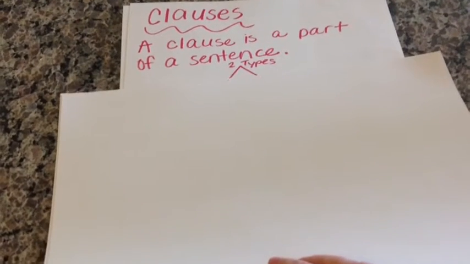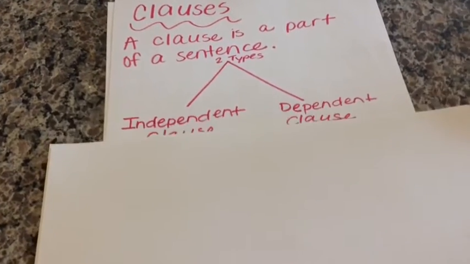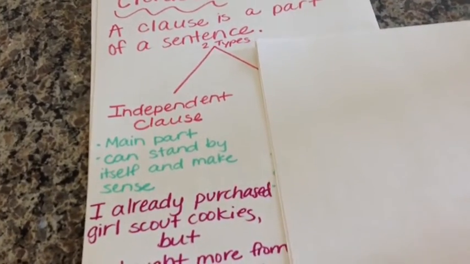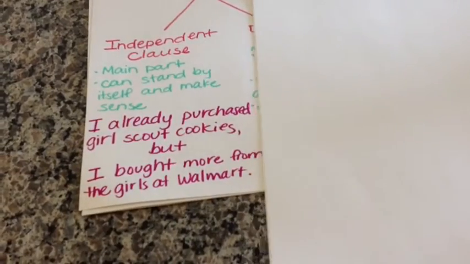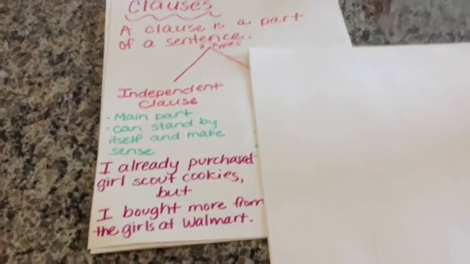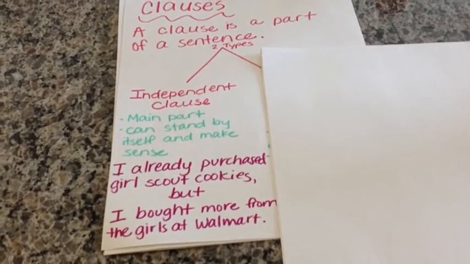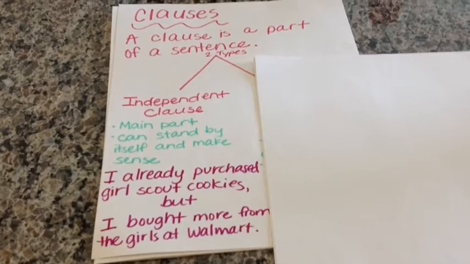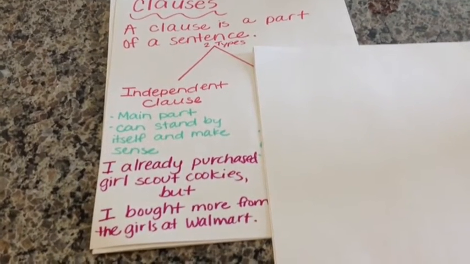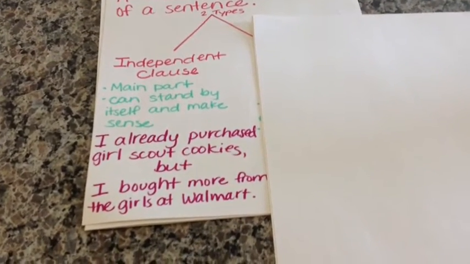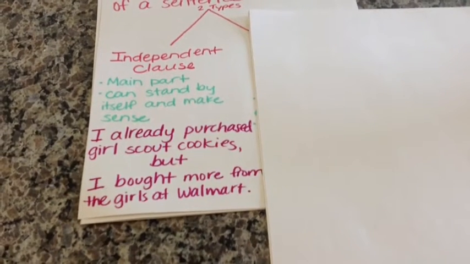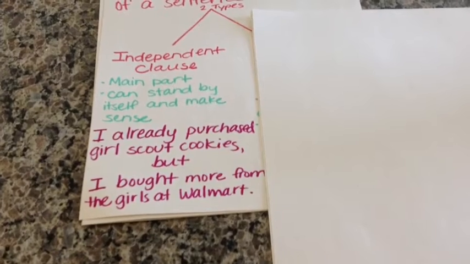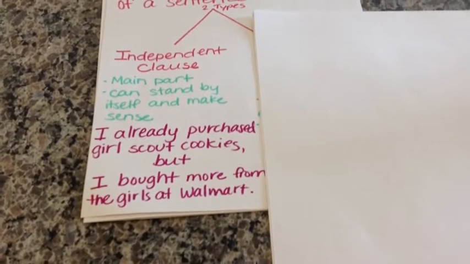Alright, so there's two types of clauses that you learned yesterday. The first type is the independent clause. When you're given an independent clause, it's the main part of the sentence, and it can stand by itself and make sense. Okay, so I put a sentence under here. I must be craving Girl Scout cookies because my sentence says, I already purchased Girl Scout cookies, but I bought more from the girls at Walmart. So there are two independent clauses in here.